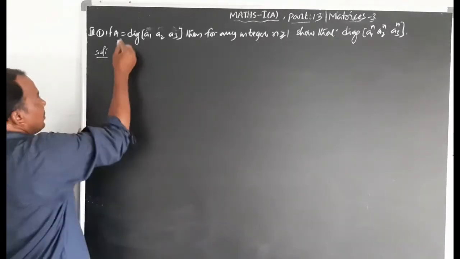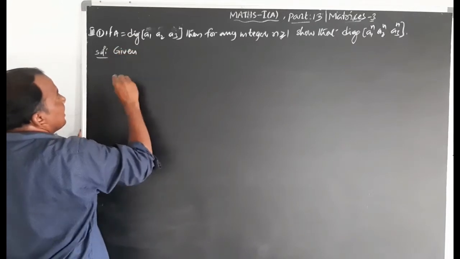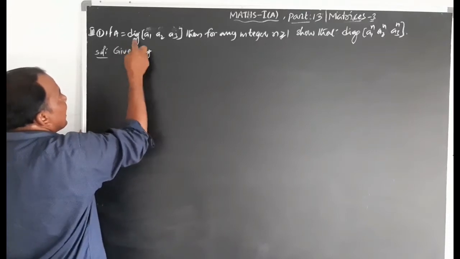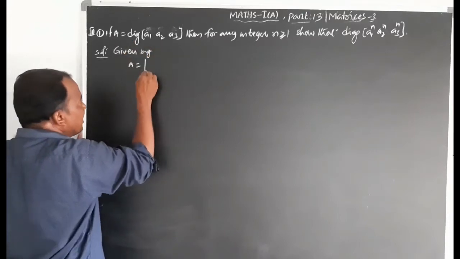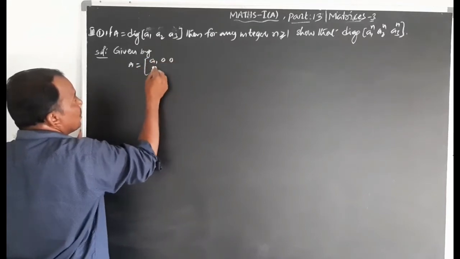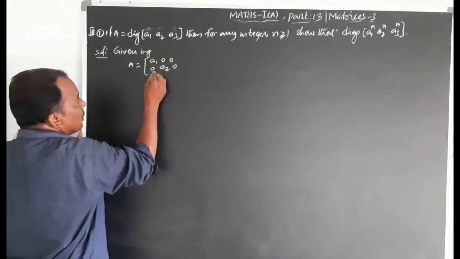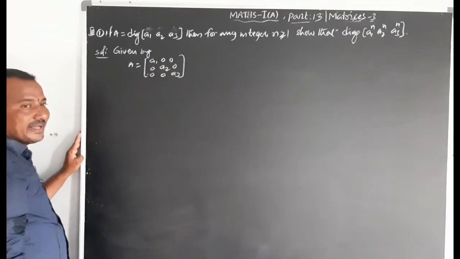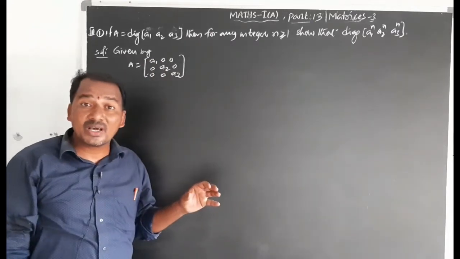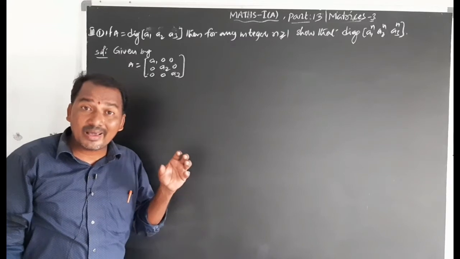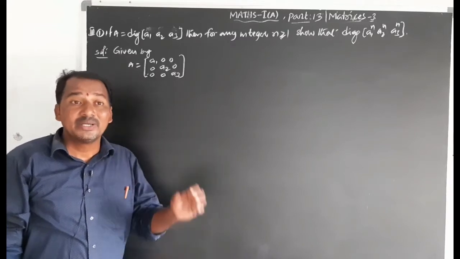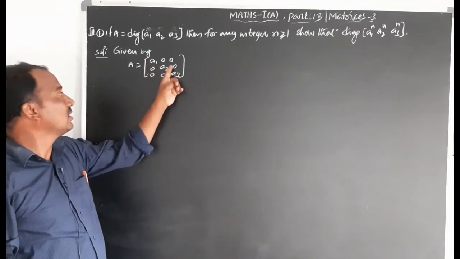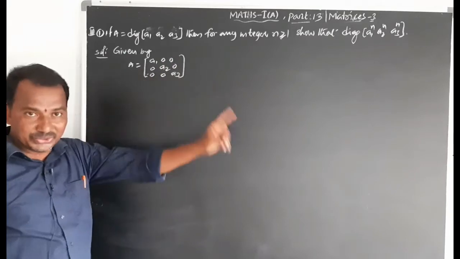Okay, right. So the given matrix A is equal to diagonal of A1, A2, A3, that means A1 0 0, 0 A2 0, 0 0 A3. That means it is a diagonal matrix. Non-diagonal elements are equal to 0, then it is called a diagonal matrix.